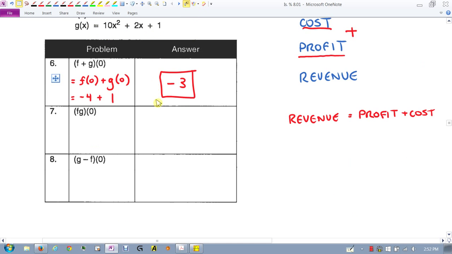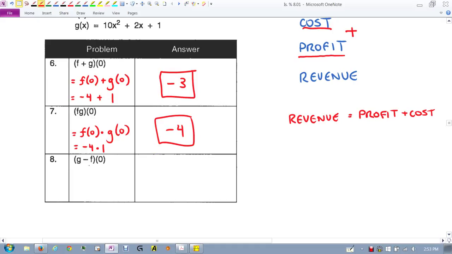All right, what about this next one? What's the difference between f plus g of 0 and fg of 0? You're multiplying. Isn't it the same values, though? Same values. So I'm going to plug in 0 to f times, this time, g of 0. We already know what those values are, don't we? Negative 4 times 1, which is negative 4. So we got the same two values, but we multiplied them instead of adding them.